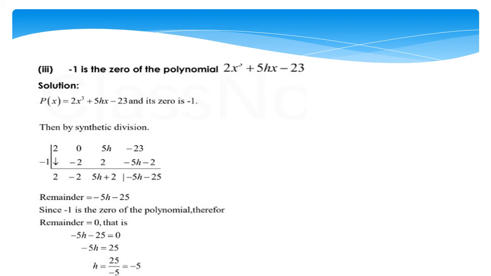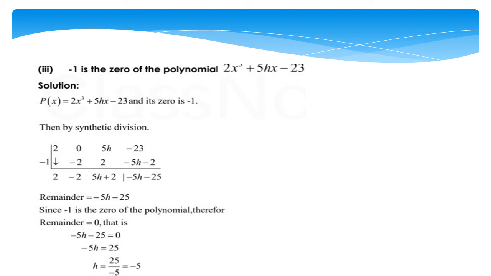Then by synthetic division, write minus 1 on the left hand side and draw a vertical line after it, then mention the coefficients of the given equation. 2 is the coefficient of x cube, the x square coefficient is 0, 5h is the coefficient of x, and minus 23 is the constant. Write down 2 as it is, as shown by the arrow, and 2 multiplied by minus 1 is minus 2, and write it under the 0.